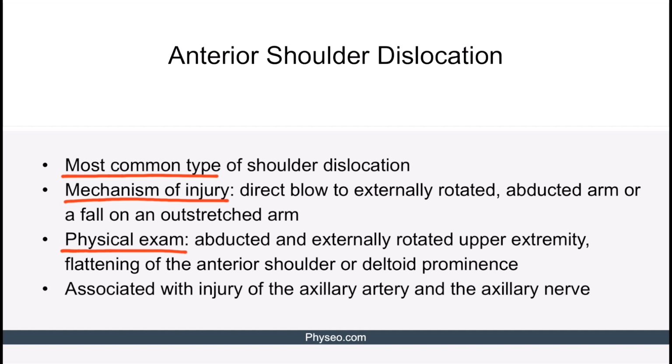It's important to know that anterior shoulder dislocations are associated with injury of the axillary artery and the axillary nerve. As a general reminder, the axillary nerve innervates the deltoid muscle, the teres minor, and an area of the skin overlying the inferior portion of the deltoid. As such, injury to this nerve can result in weakness of shoulder abduction and paresthesias of the lateral shoulder.